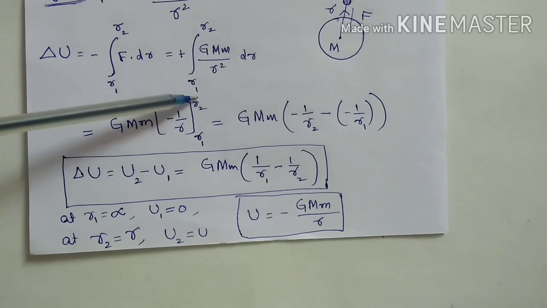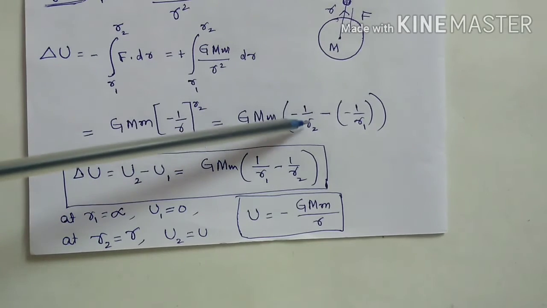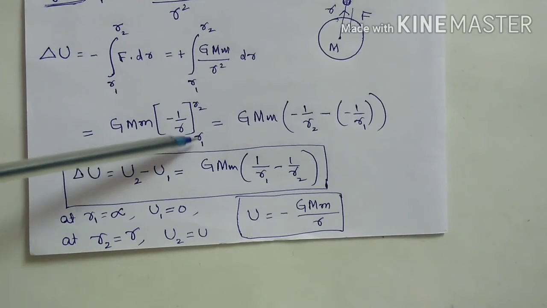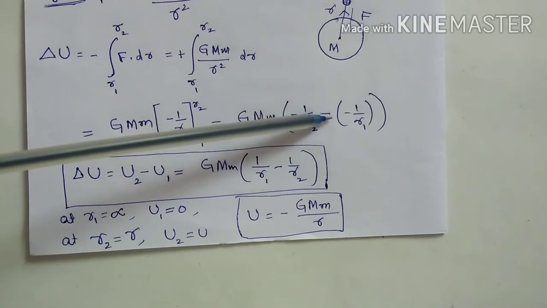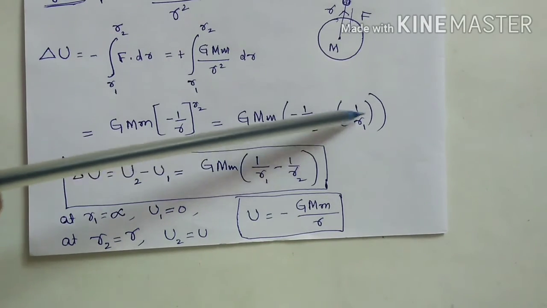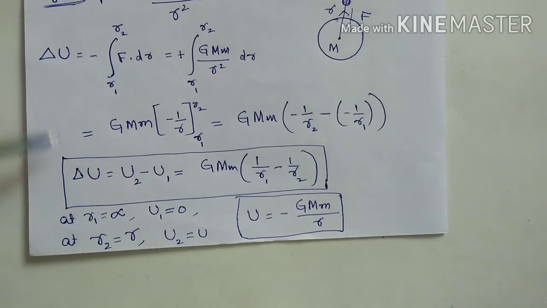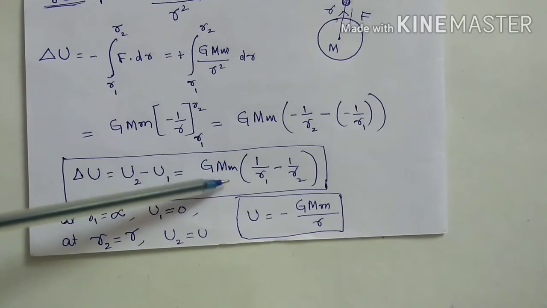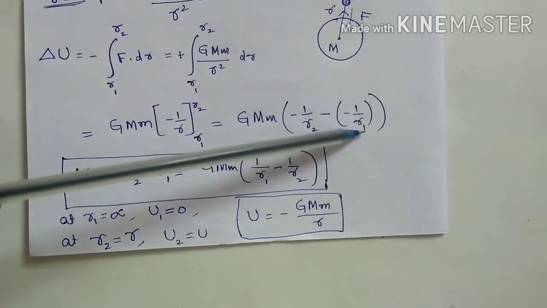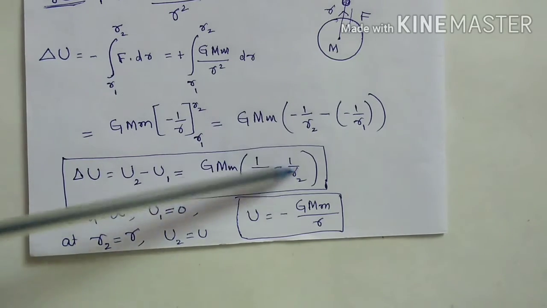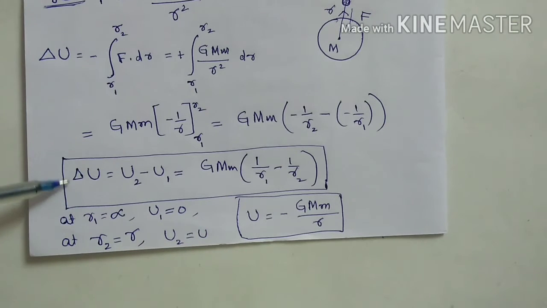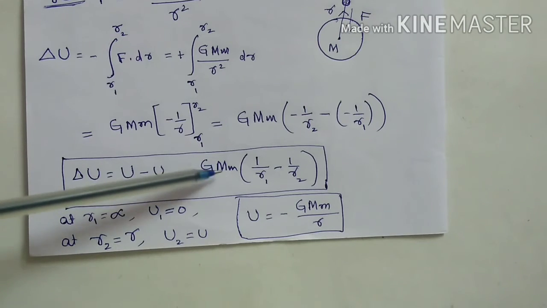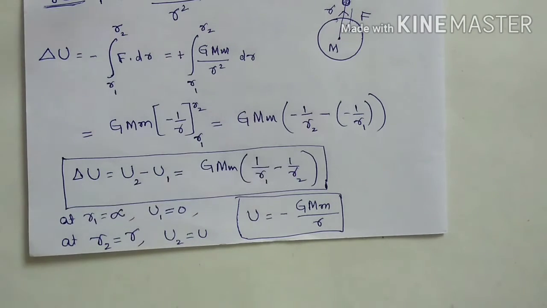First you substitute the final limit R2, that is minus 1 by R2, minus the initial limit R1, that is minus of minus 1 by R1. Minus into minus plus. What will you get? Delta U means final potential energy minus initial potential energy. U2 minus U1 equal to G capital M small m, minus into minus plus, so 1 by R1 minus 1 by R2. So the change in potential energy delta U, this is the general formula, equal to G capital M small m into 1 by R1 minus 1 by R2.